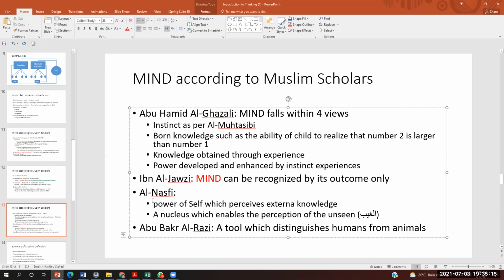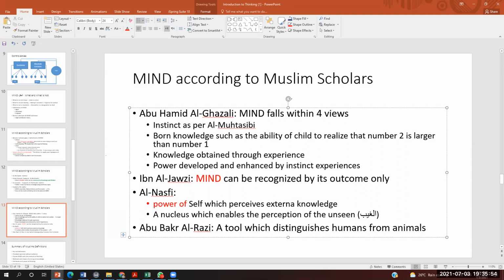There is another scholar, an alim, I'm sorry, I have to be watchful here. Al-Nasafi says it's a power of the self, a power of the soul, a power of our nafs, which perceives external knowledge. So there is a power within me. What is that power? For lack of understanding or knowledge, he just said it's a power within our nafs. Allah Azza wa Jal gave us a certain power. What is it? I don't know, or he doesn't know, which perceives external knowledge.